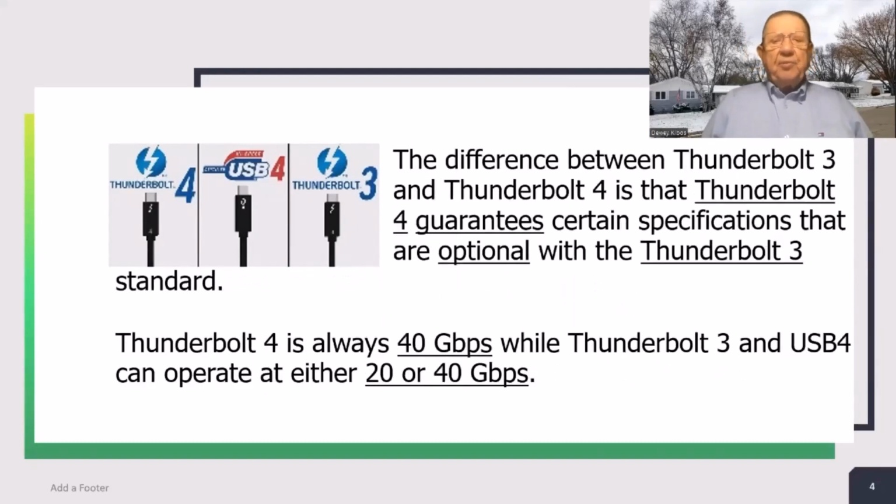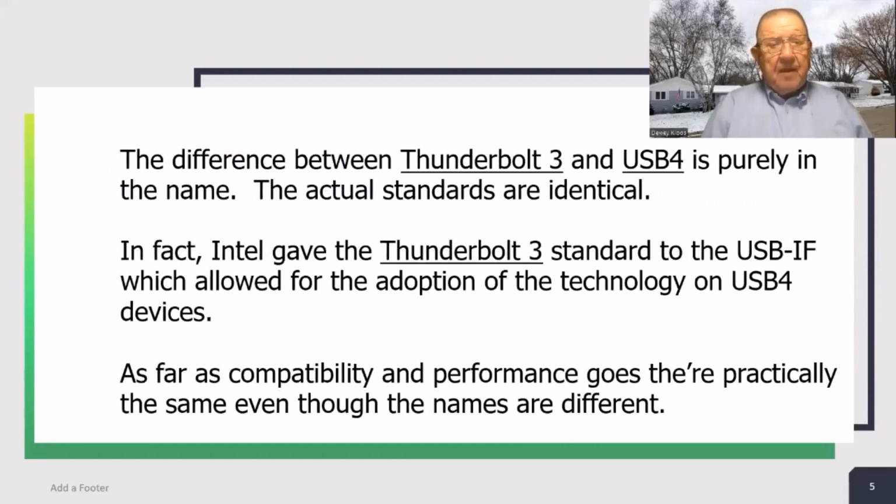The difference between Thunderbolt 3 and Thunderbolt 4 is that Thunderbolt 4 guarantees certain specifications that are optional with the Thunderbolt 3 standard. Thunderbolt 4 is always 40 gigabits per second, while Thunderbolt 3 and USB 4 can operate at either 20 or 40 gigabits per second. The difference between Thunderbolt 3 and USB 4 is purely in name. The actual standards are identical, important to remember.